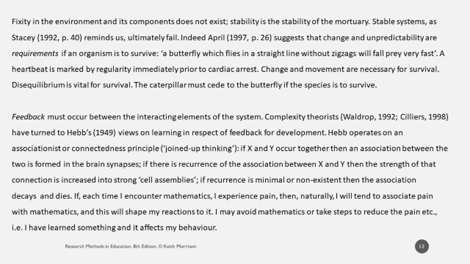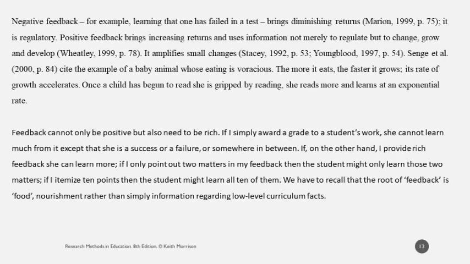If, each time I encounter mathematics, I experience pain, then, naturally, I will tend to associate pain with mathematics, and this will shape my reactions to it. I may avoid mathematics or take steps to reduce the pain, etc. Negative feedback, for example, learning that one has failed in a test, brings diminishing returns.